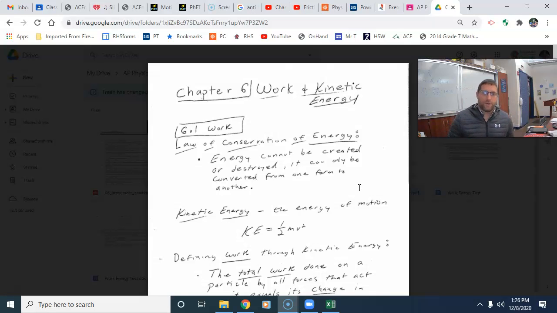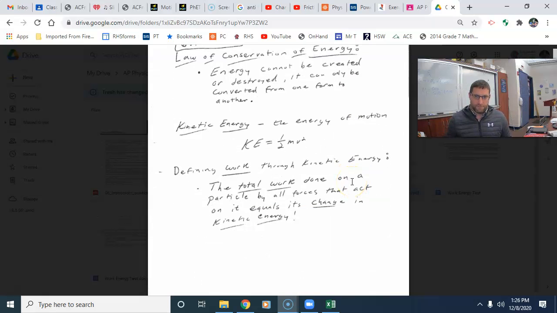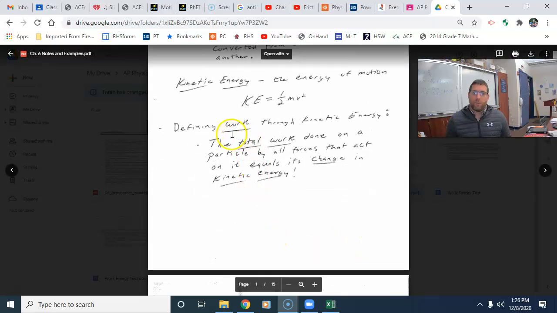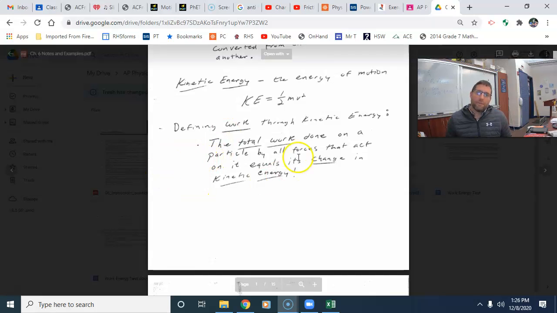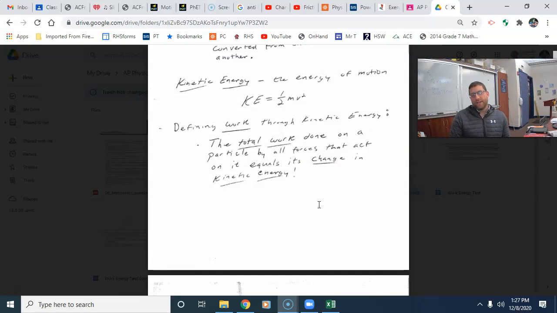We get introduced to energy in this chapter and spend some others expanding on our ideas of energy in the future. So, to define work, which is when a force causes displacement of an object, right? Through kinetic energy, we say the total work done on a particle or an object by all forces that act on it equals its change in kinetic energy. So if we gather all the work that we applied to something, that same amount of work, if we calculate it, happens to also equal the change in kinetic energy that work caused.